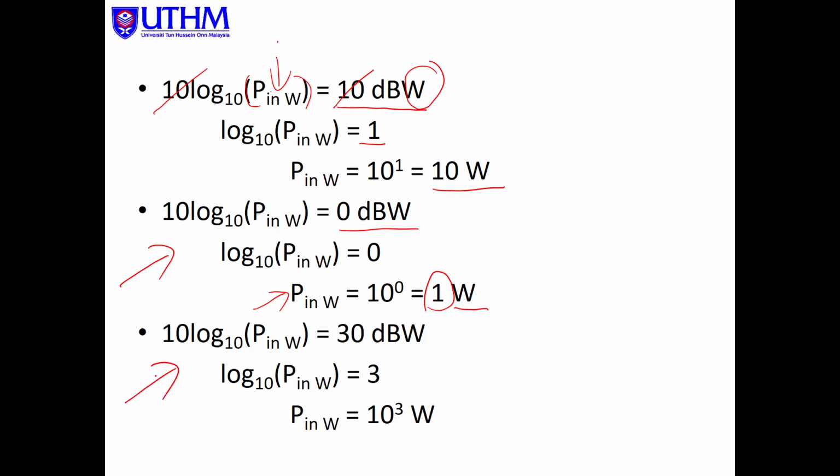Third question, 10 log power equals 30 dBW. We want to convert into watt. So log power in watt, we get 3 because we divide by 10. So power equals 1000 watt. Anti-log of 3, you get 1000. This is 1000 watt.